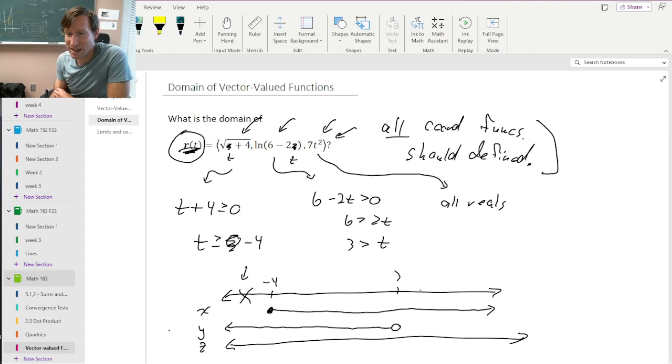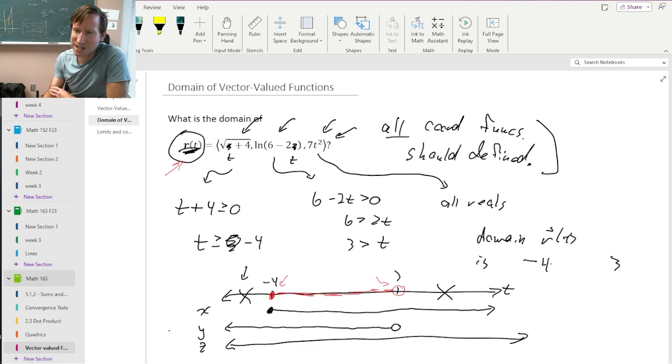Over to the right of t equals 3, so this is the t-axis here, over to the right of t equals 3, our y-coordinate function isn't defined, and so we can't have these t values either. So the upshot of all of this is that the only t values that make sense for this vector-valued function are t values from minus 4 up to 3. Including minus 4, but not 3. So I guess we would have to say that the domain of this vector-valued function is, let's see, from minus 4 up to 3, so t has to be greater than or equal to minus 4 and less than 3.